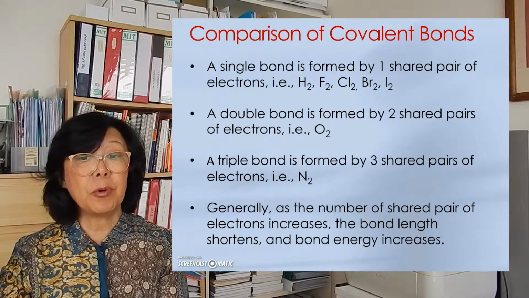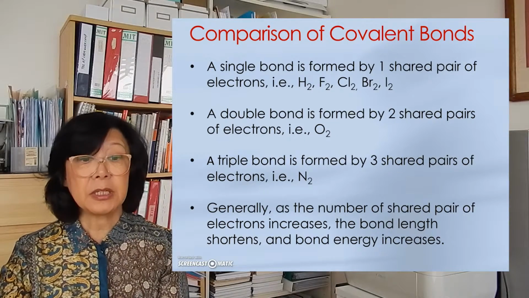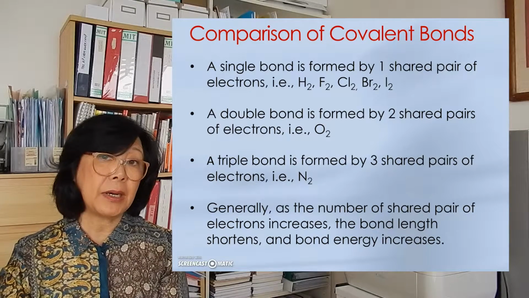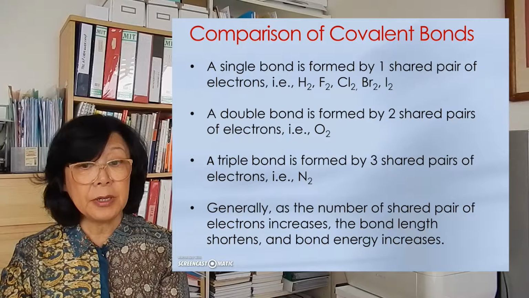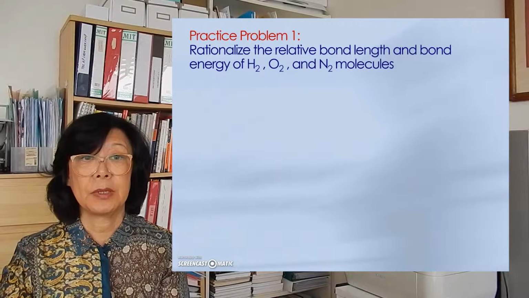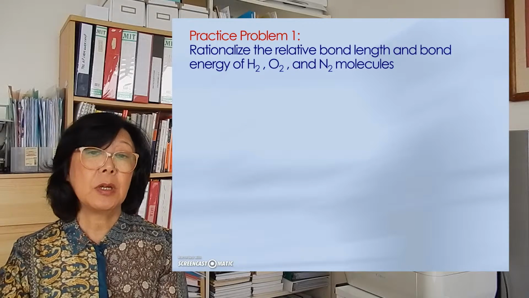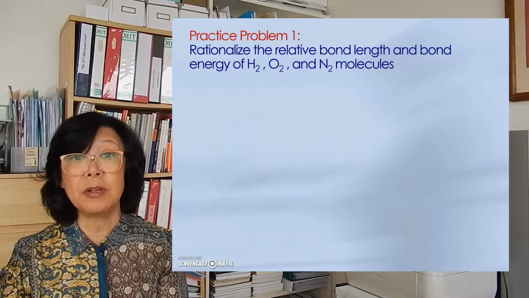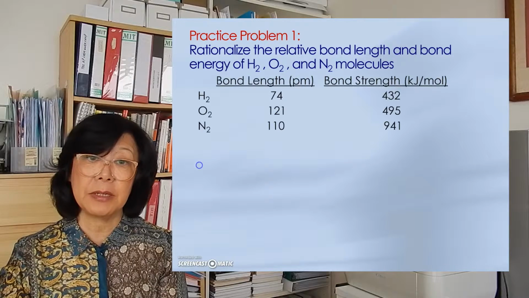Generally, when we have more shared pairs of electrons, the bond length will be shortened because then the atomic nuclei are joined closer together and the bond energy increases. Practice problem number 1. Rationalize the relative bond length and bond energy of hydrogen, oxygen, and nitrogen molecules.